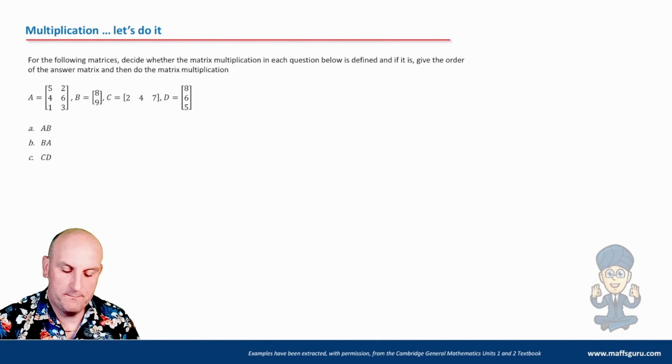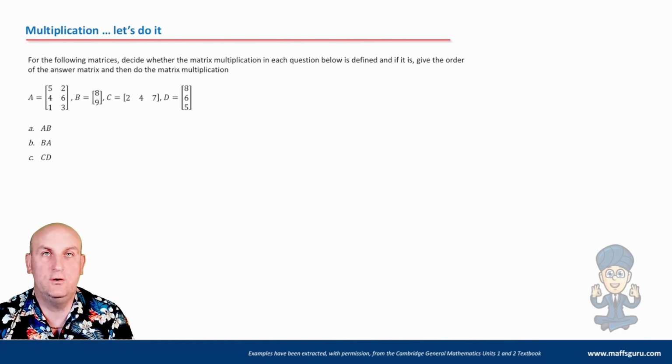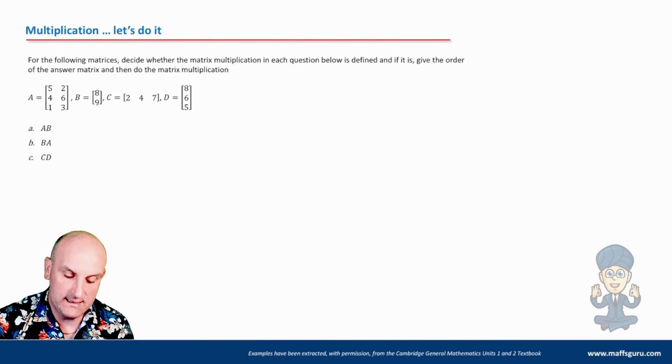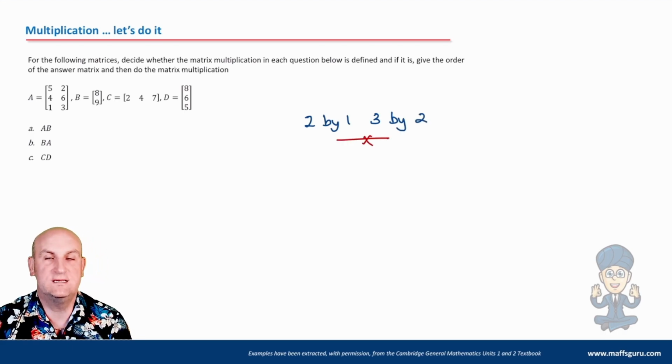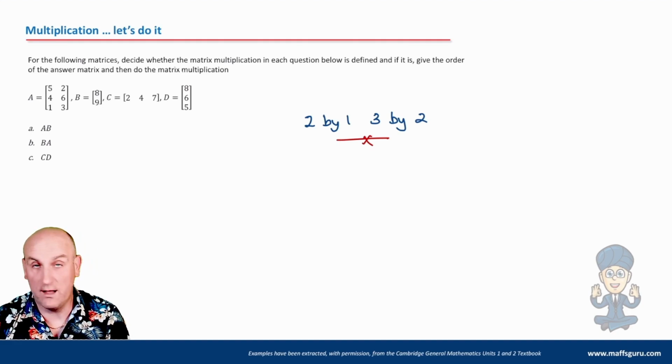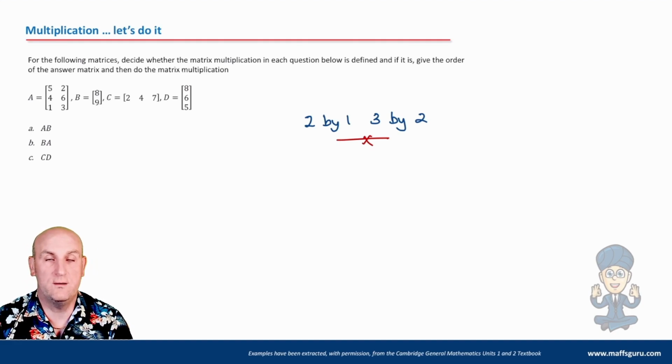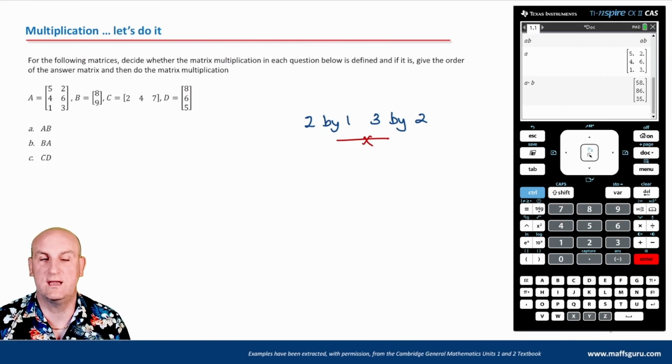BA, can we do BA? Now again, what's the first thing we have to do? Check the order. So B is a 2 by 1. And we have an A, which is a 3 by 2. Check the middle numbers. Are they the same? Nope. So in which case, this is not defined. And in fact, I can't go any further. End of, can't multiply it together.